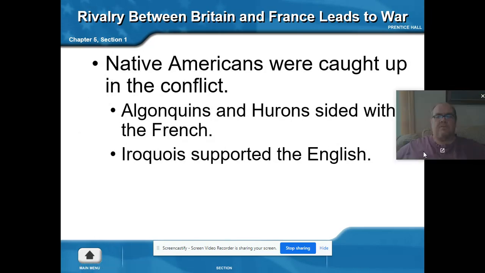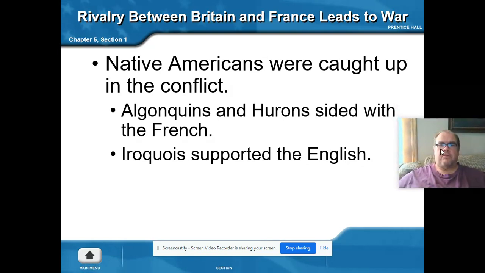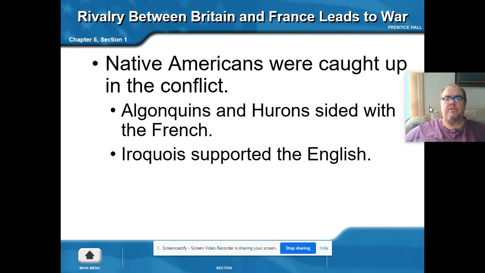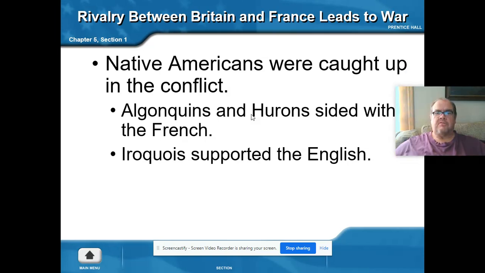Now, Native Americans were caught in the middle of this, so they chose sides. The Algonquins and the Hurons fought with the French, whereas the Iroquois fought with the British. And those names sound somewhat familiar. We learned about them earlier in Unit 1 at the start of the school year.